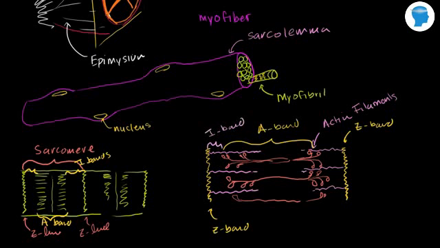And then the myosin filaments are held in place by titin, which you can kind of imagine as a springy protein. Now I want to do it in a different color than that. So that right there is titin. The myosin is held in place by titin. It's attached to the Z band by titin.